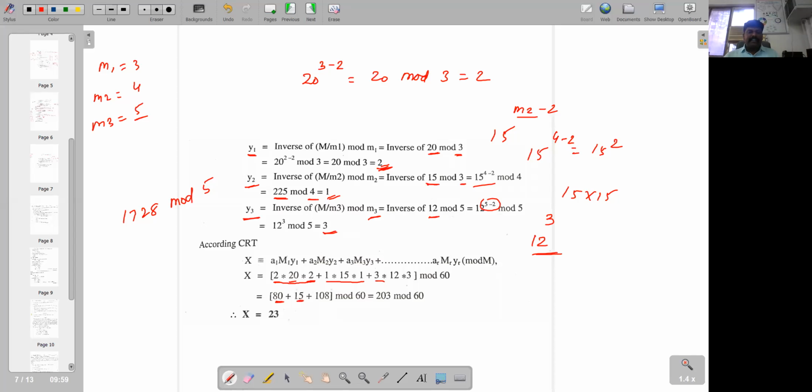This A3, capital M3, and then Y3, which is 3 into 12. Here this M3 value, which is 12, can be calculated from here. And then the Y3 value, which we derived is 3, and the A3 value, which was given in the beginning of the equations, right? If we multiply, you get 108. Add all these values and apply mod 60, right? So this was the capital M which we calculated. And if you do the modulus operation 203 mod 60, you will get 23.